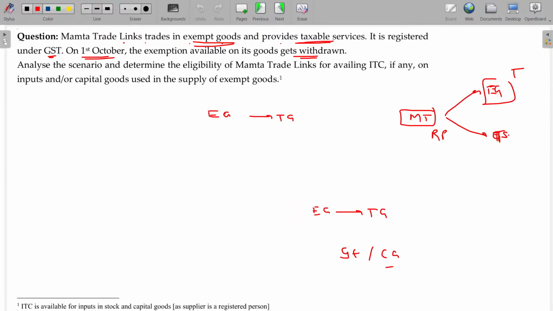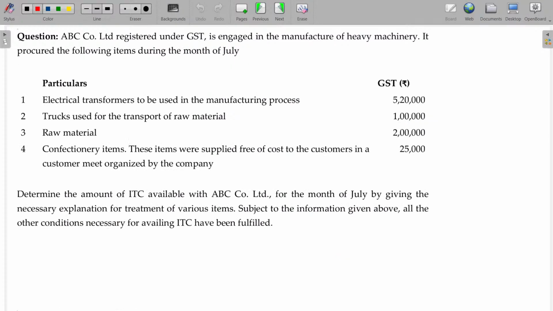Now we'll start with this one. ABC company registered under GST is engaged in the manufacture of heavy machinery. It procured the following items during the month of July. Electrical transformers to be used in the manufacturing process. Yes, of course, it can be availed. Trucks used for the transport of raw material. Available.